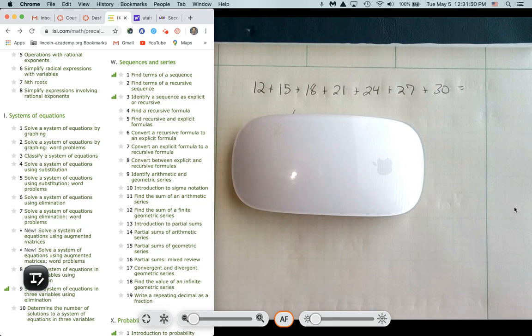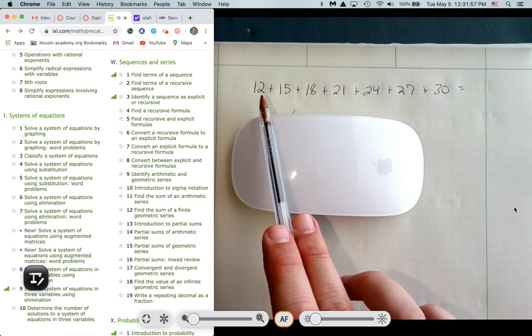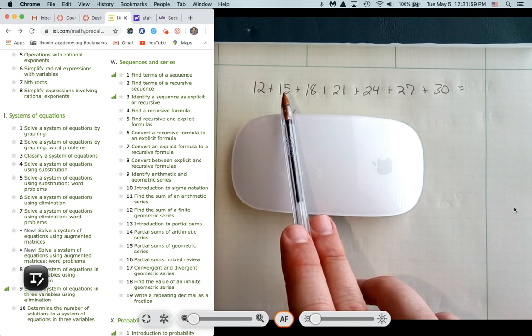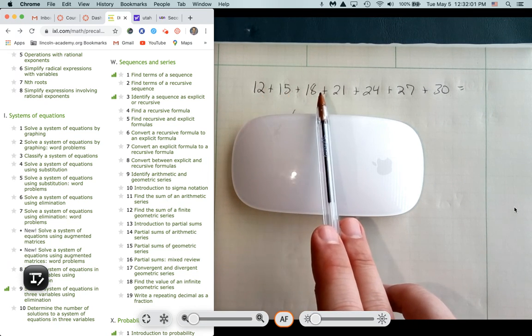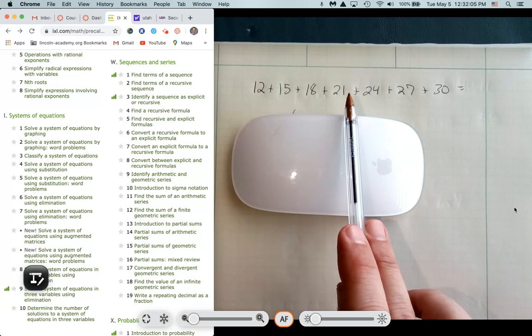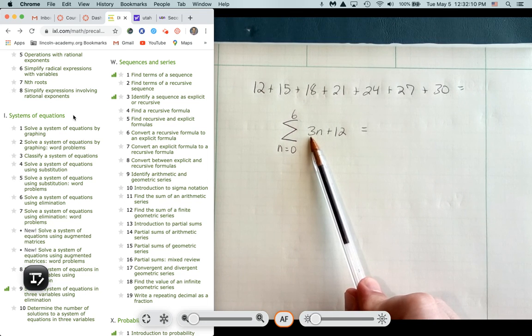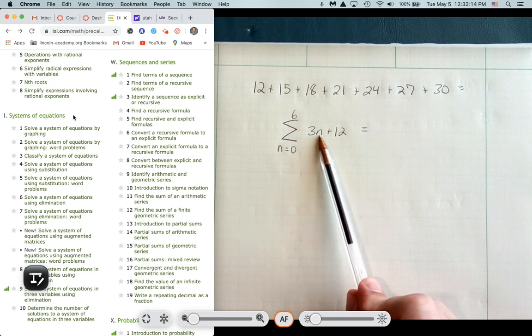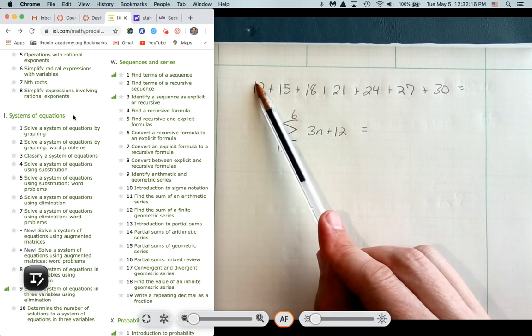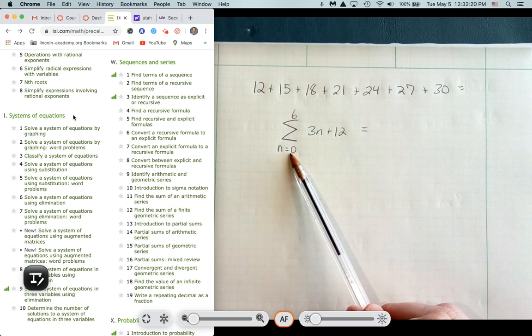Now in iXcel, it's going to be multiple choice, so you're going to have multiple options. But just remember that I'm going to look to see, how do I get from 12 to 15? Well, I added 3. How do I get from 15 to 18? I added 3. How do I go from 18 to 21? I add 3. So that means it has a common difference, or a slope, of 3. I started with 12 as long as 12 is my 0th term. That's why I started with 0.